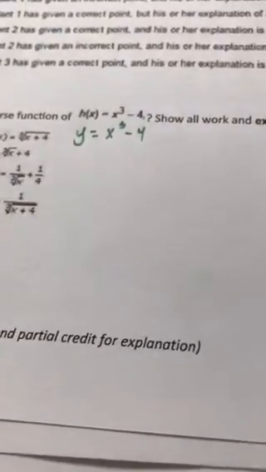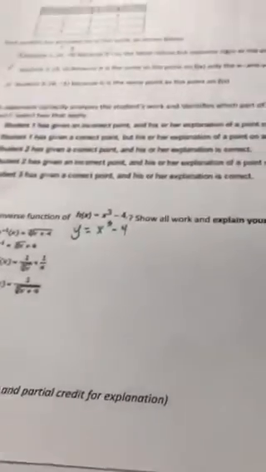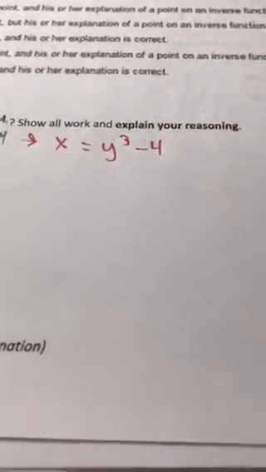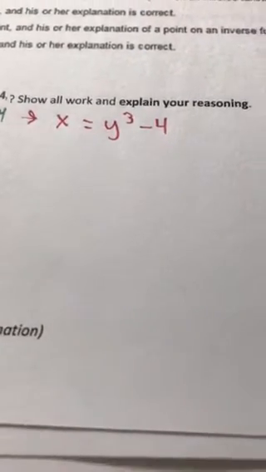So our first step in actually getting the inverse function will be switching the x and the y, which I'm going to do right here. So it becomes x equals y cubed minus 4. Okay? So that's step 1. But now we actually have to solve for y, and that will give us the simplified version.